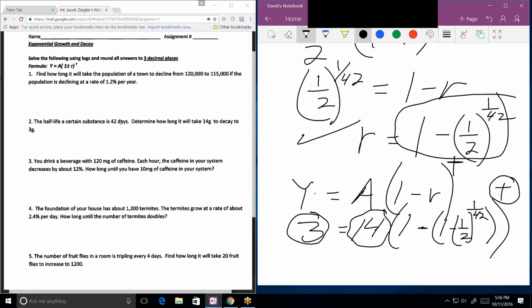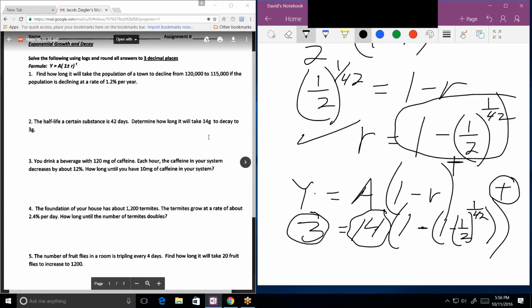Now, in actuality, with these growth and decay equations, t can be in any time element you want. It can be in years, it can be in months, it can be in days, it can be in seconds. But once you've determined it, you stick with it. In other words, in this problem, t was in days. So my exponent was 42, and it was in days. And I figured out my R based on t being in days. So t is still going to be in days when I figure out the answer.